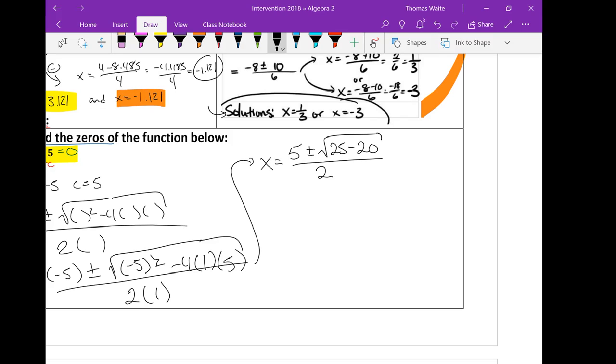And again, it's a positive 25 because negative 5 squared is negative 5 times negative 5, which is positive 25. And then this is 20 because 1 times 4 times 5, 1 times 4 is 4, 4 times 5 is 20, all over 2. So let's take one more step, simplify under the radical. We got 5 plus or minus the square root of 25 minus 20 is just 5, all over 2.